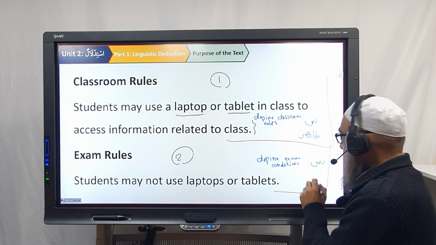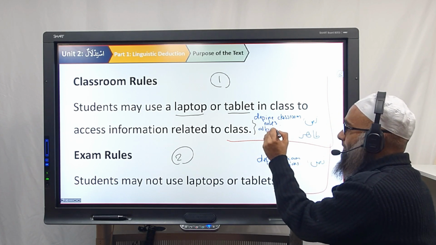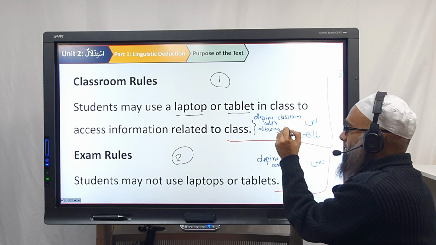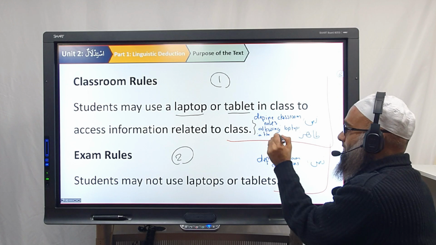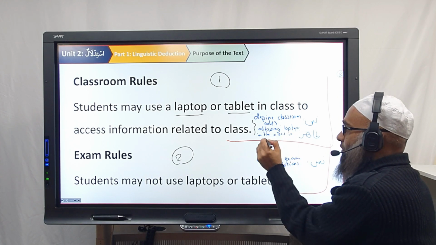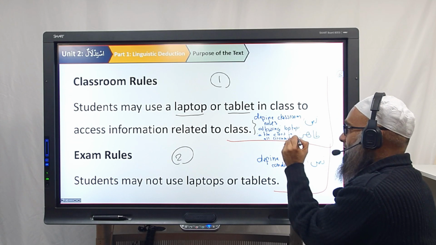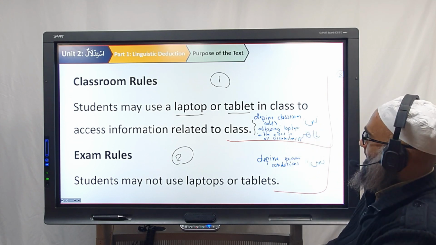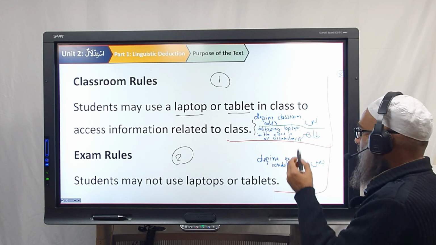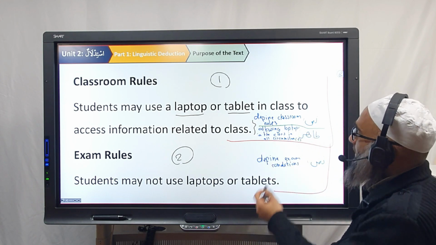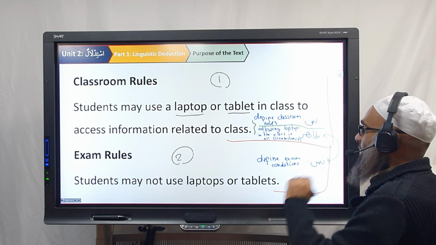Make sense? The ظاهر of this allows, the ظاهر is allowing laptops in the class in all circumstances. Isn't it? That's a ظاهر, isn't it? Yes? So now what would we have? We have a contradiction between the ظاهر of this text and the nas of this text. They seem to contradict each other, don't they?